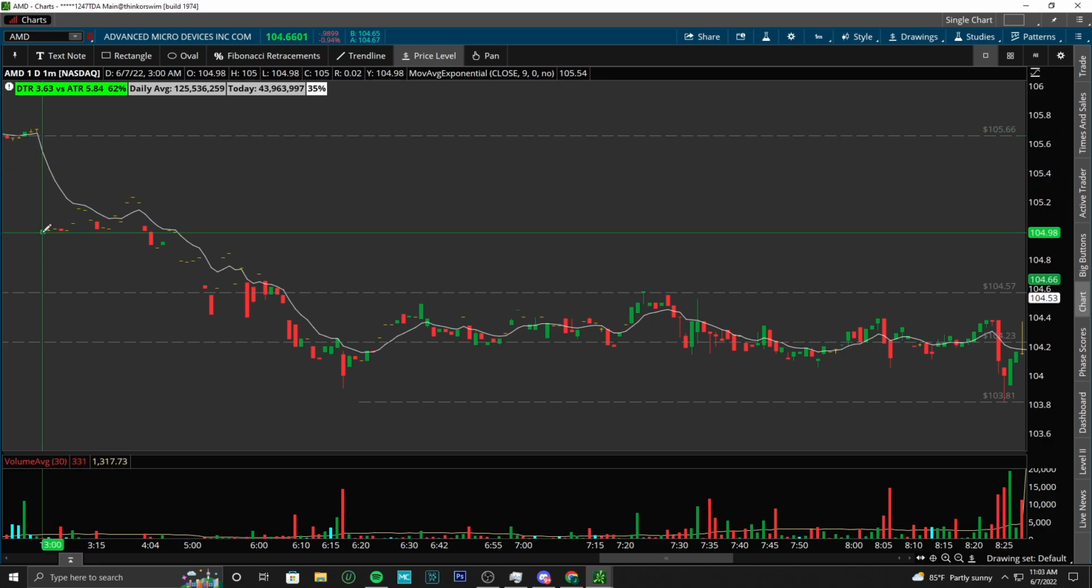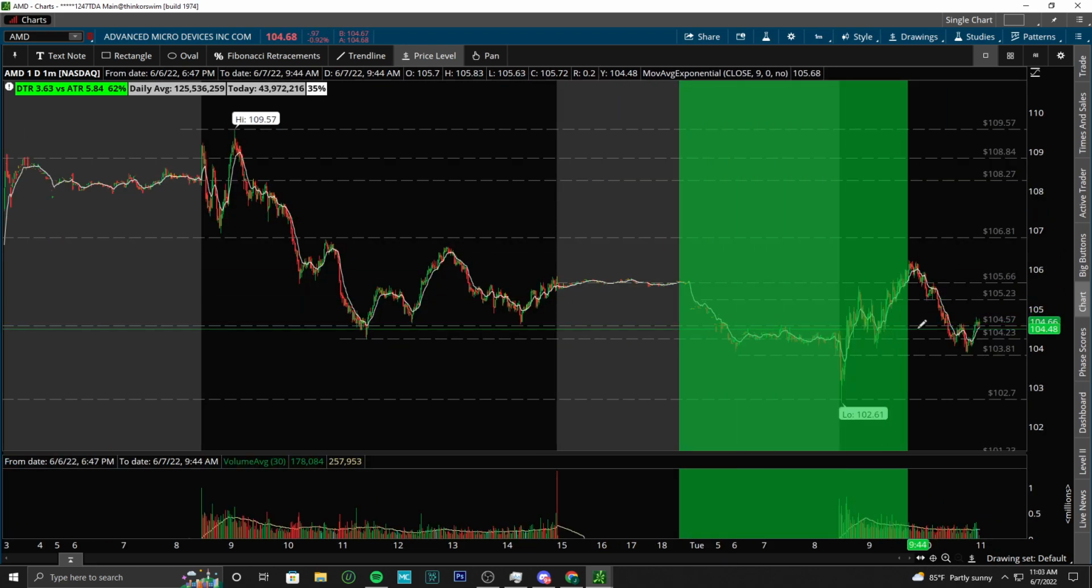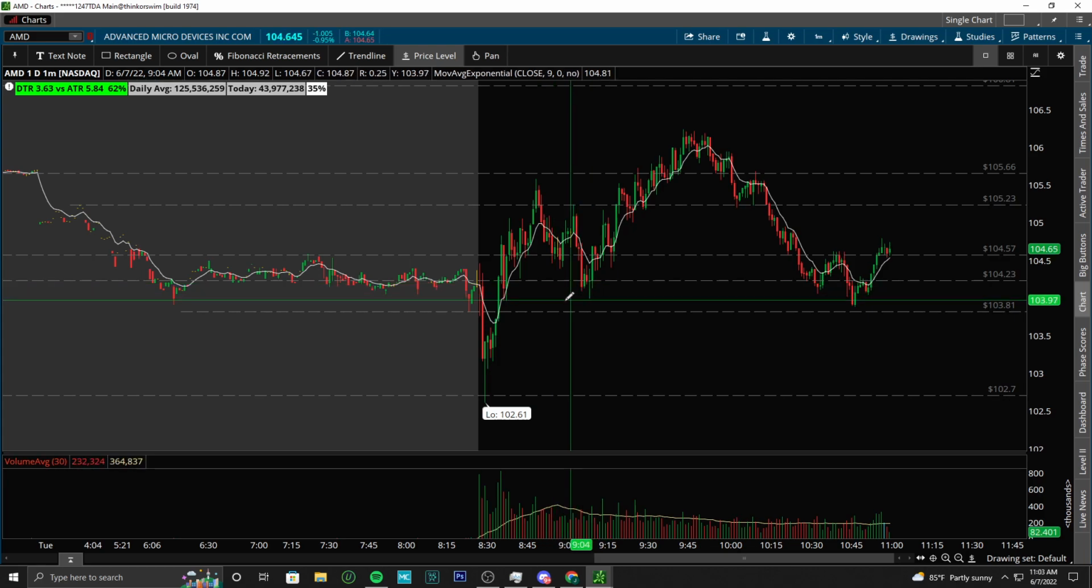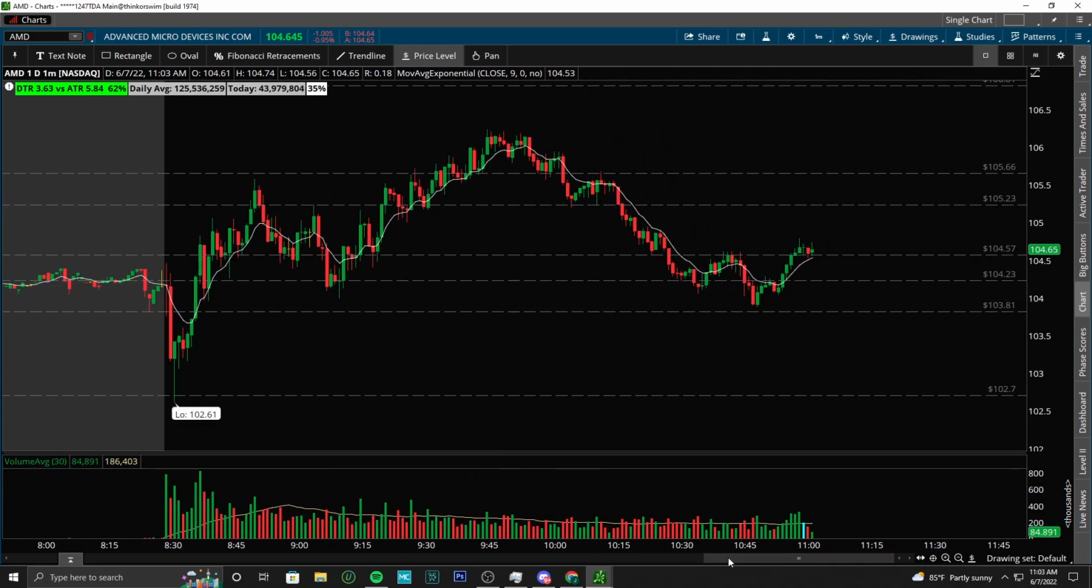This is where we opened today. This is the high. So I'm going to grab that. Zoom on over, and let's just focus on today's price action. So what happened? Let me zoom in a little bit more for you guys.